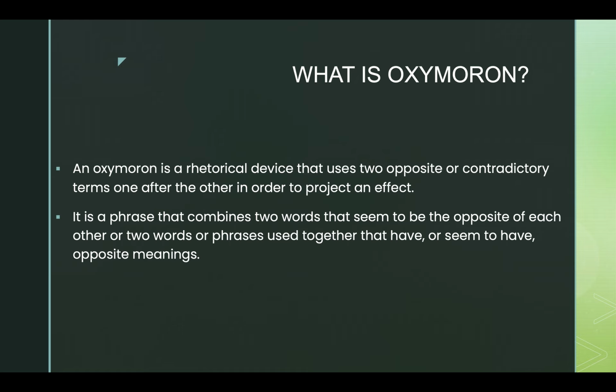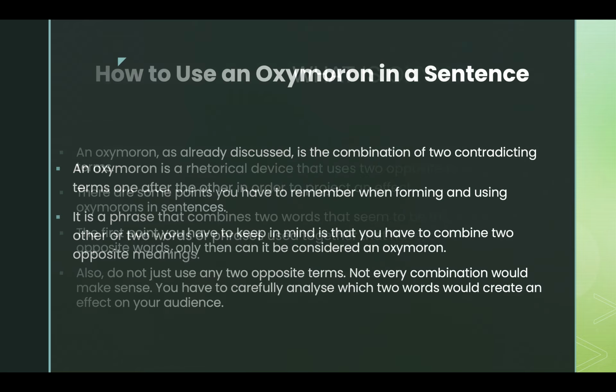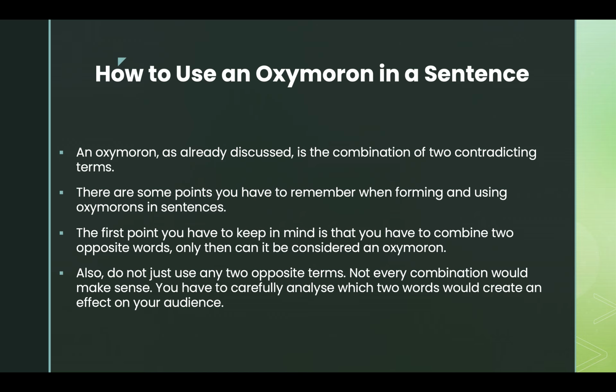The thing about it is, oxymorons have become such a part of our vocabulary. We hear them and we just roll with it. We don't even stop to think about the fact that this is actually two opposing terms being used together. Now, how do we use them in a sentence? First of all, we have to recognize that we have two contradictory terms that we're trying to put together. And it's not everything that you combine that would become an oxymoron.